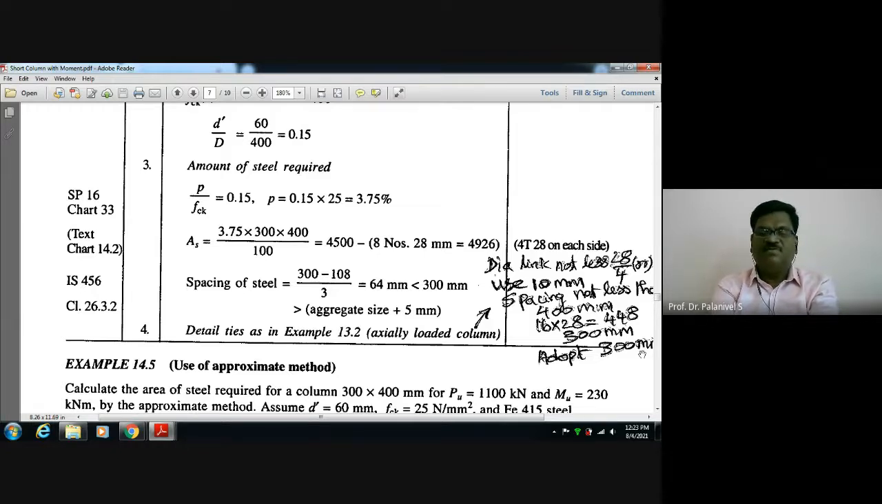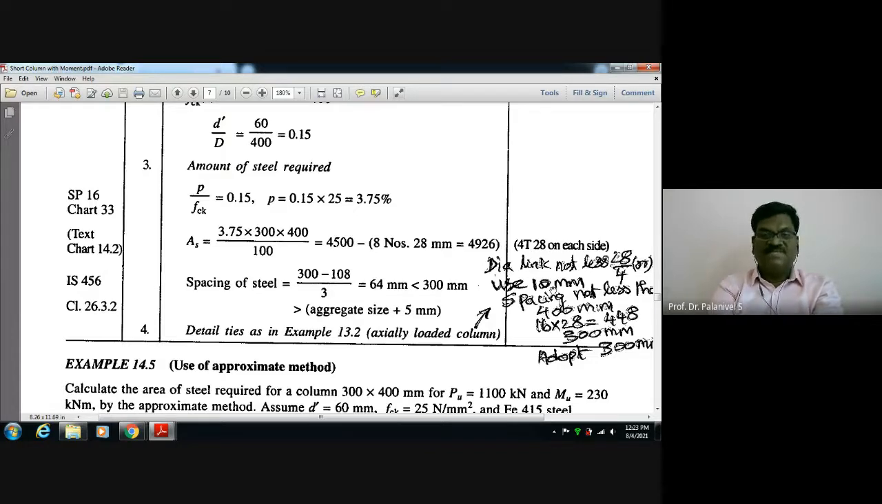If you don't like, you can even use an 8 mm bar. Why 10 mm? Why not 8 mm? Because see the main steel. The main steel diameter is 28 mm. When compared to that, it is advisable to use 10 mm dia laterals. If the main steel diameter is 16 mm only or 20 mm only, then you can use 8 mm lateral ties. But since the main steels are 28 mm, 32 mm, it is better to use 10 mm or 12 mm lateral ties.